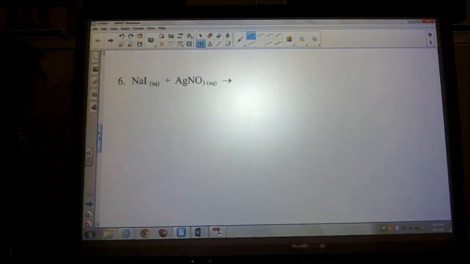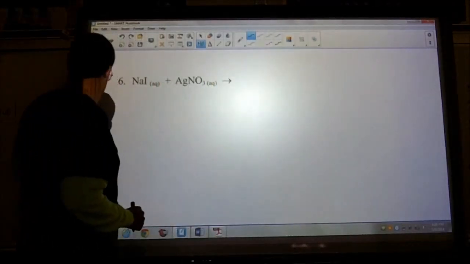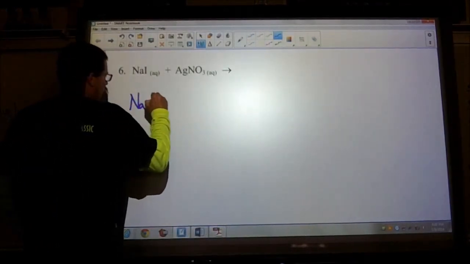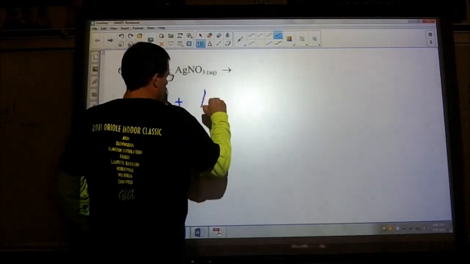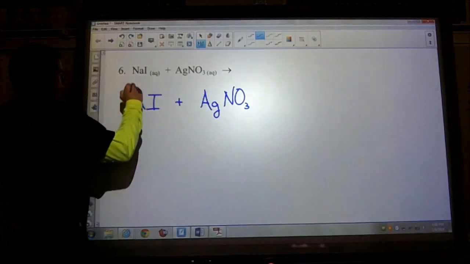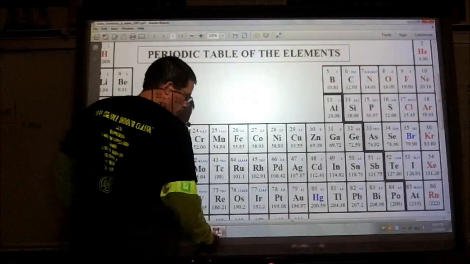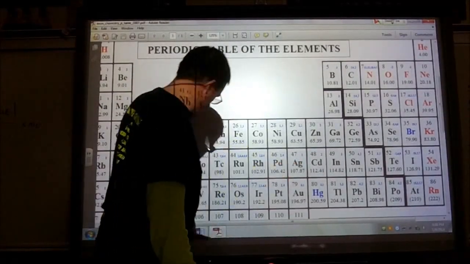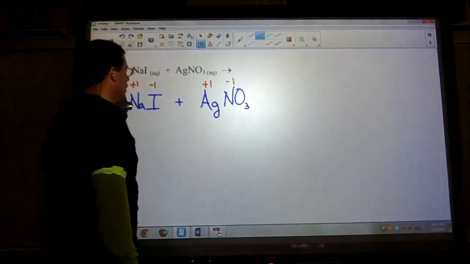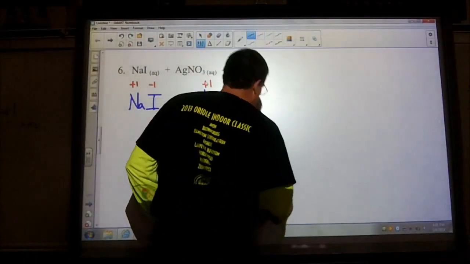Number 6, we have sodium iodide and silver nitrate. So again, write out your balanced equation. Let's do that first. So we have NaI and silver nitrate. Okay. Let's go ahead and put some charges on that. Sodium, group 1A, +1. Iodine, group 7A, -1. Silver is right there with a +1 charge. So +1, and nitrate, which we've been talking about a lot, is -1. So these are all 1 charges, either plus or minus, which is very nice. You gotta like that.